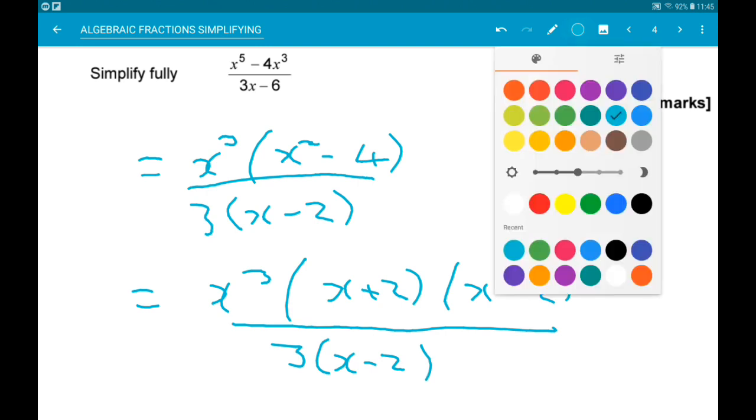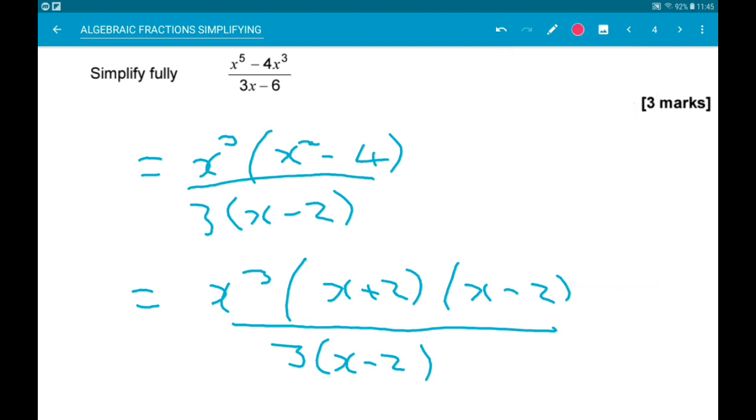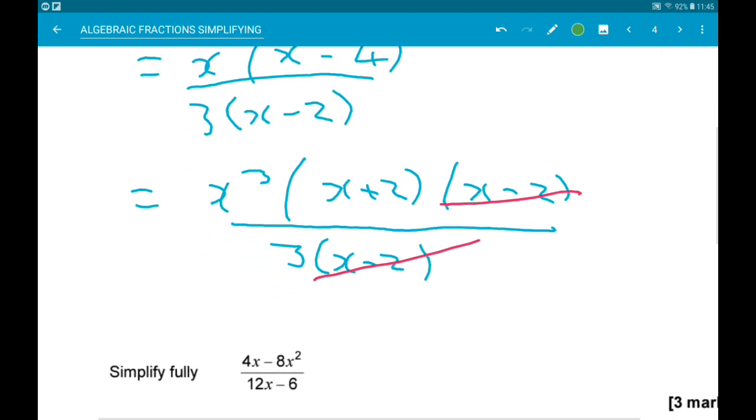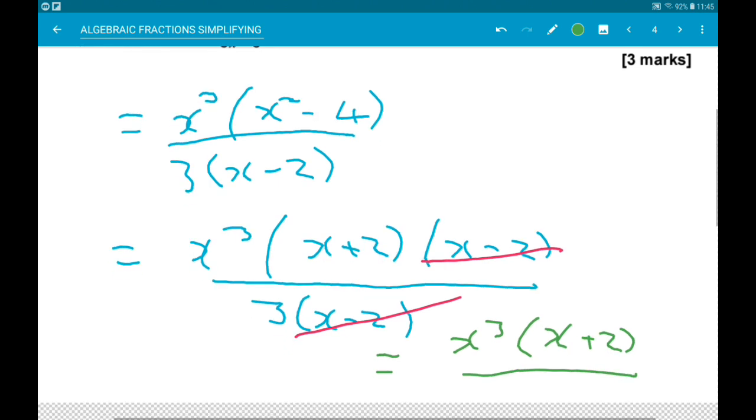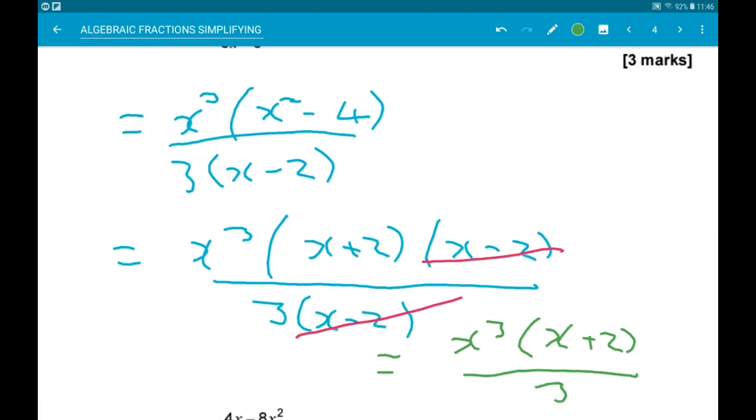So the x minus 2's cancel and we get left with, not a very satisfying one, we get left with x cubed times x add 2 over 3. Now up on top we could expand the brackets, but we don't have to, so that will do.